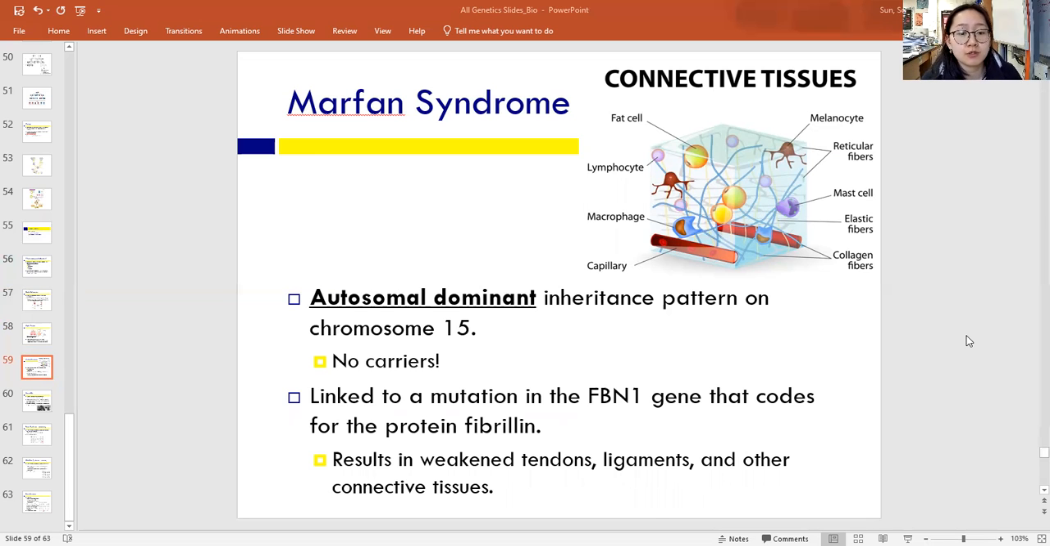And this mutation is linked to the FBN1 gene that codes for the protein fibrillin. And fibrillin is really important because it is in charge of basically producing the structure and the stability and the resilience in connective tissue like tendons and ligaments. Okay, so as you can see up here, there's a bunch of connective tissues and they're related to structure and movement. And those tissues are all weakened because the fibrillin production is different or too low because of this mutation.